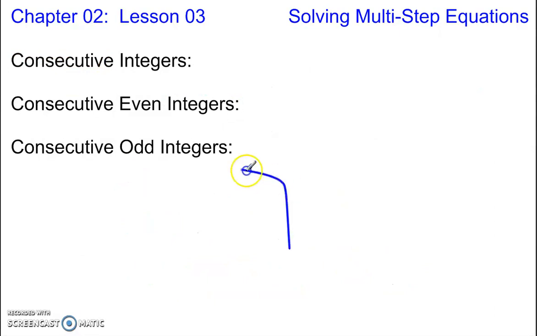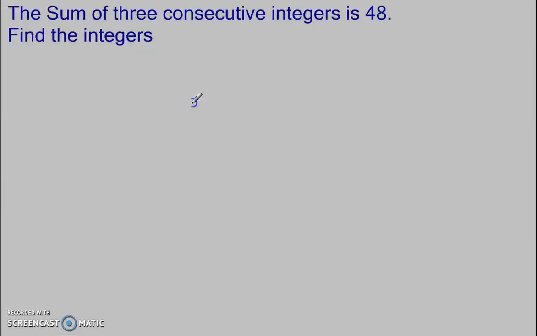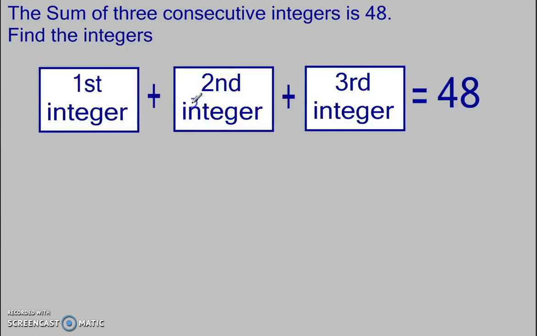Next, we're looking at consecutive integers. Make yourself a little chart. We're looking at consecutive integers, consecutive even, and consecutive odd integers. I'll show you an example, and I'll come back to this screen. Looking for the sum of 3 consecutive integers that comes out to 48. So, here we have a first integer, and then a second, and a third, and together they add to 48. Well, consecutive means that it's directly the number following it.